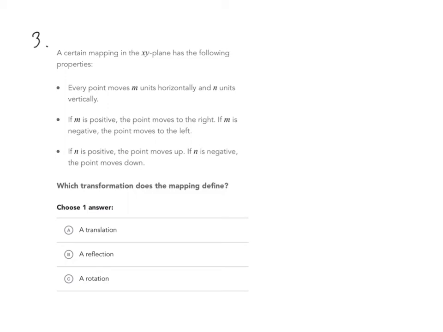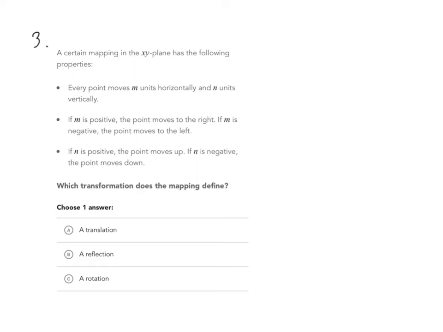For number 3, it says a certain mapping in the xy plane has the following properties. Every point moves m units horizontally and n units vertically. If m is positive, the point moves to the right. If m is negative, the point moves to the left. If n is positive, the point moves up. If n is negative, the point moves down.